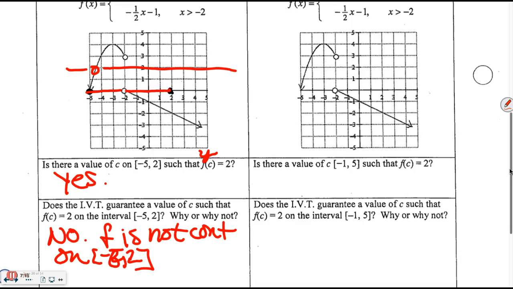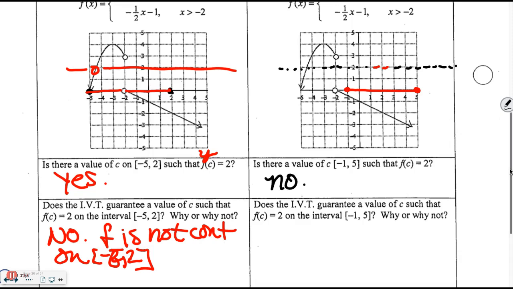All right, so let's take a look at this guy. It says, is there a value c from -1 to 5? So now we're looking at these x coordinates from -1 to 5, such that f of c equals 2. What's the answer to that? Yes or no? Is there a y value here that got mapped to 2 in that interval? They're shaking their head, so no.